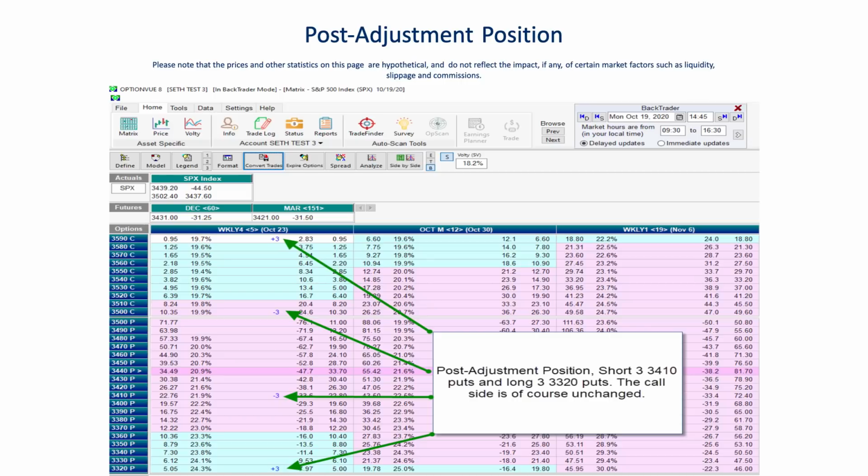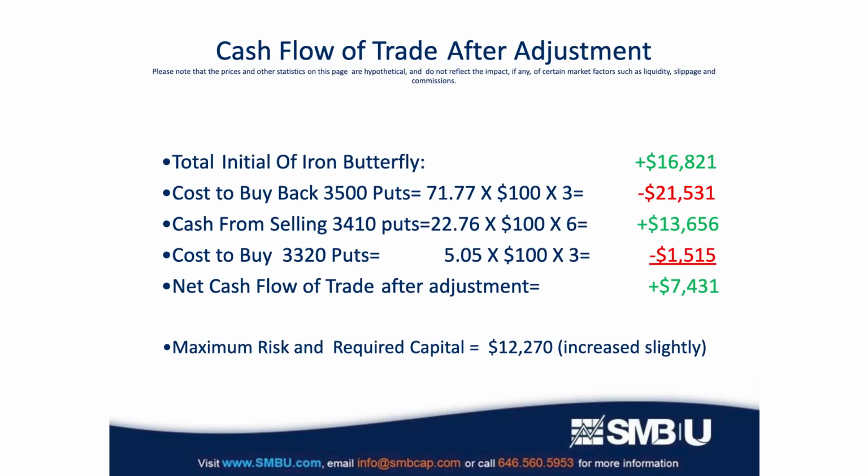Now, let's look at our cash flow situation after this put butterfly adjustment. So first off, we need to start with the initial cash flow in the trade, which was the net proceeds of the original iron butterfly, that's $16,821. And you'll see that buying back the 3,500 puts was really expensive because the market had moved down so much. But then we're able to sell the 34.20 puts for a nice amount of cash, and then we had to pay for those protective puts down at 33.20, which was an expense.